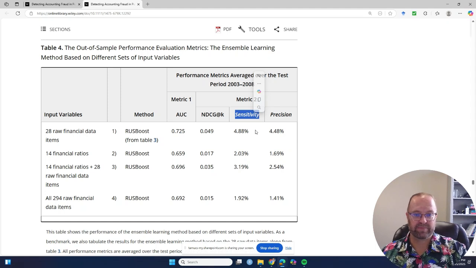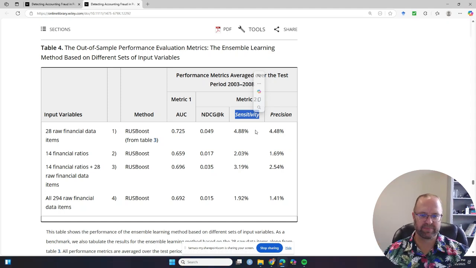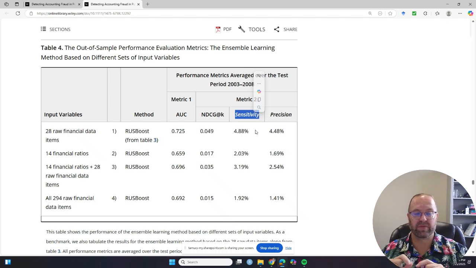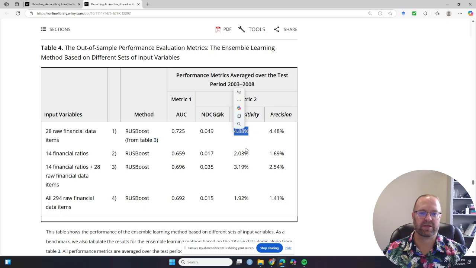If they caught every single fraud instance in that top 1%, then this would be 100%. The more they capture in that top 1%, the higher this number is. The more they miss, so let's say it's in the 90s, instead of in the top 1%, it's in the next percent, like the top 2%, if it misses that, then this is going to be a lower number.